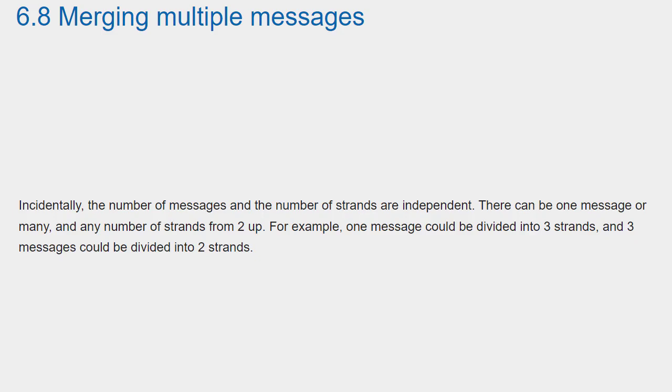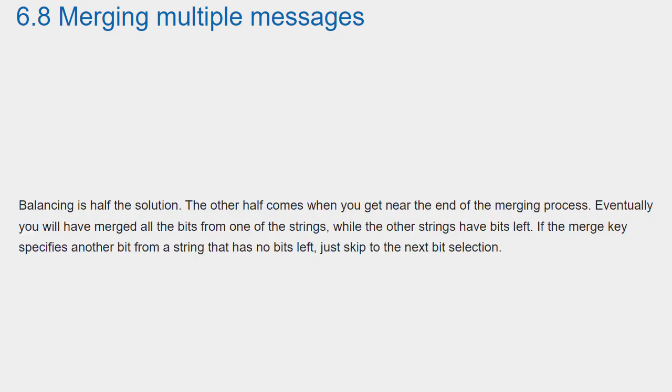Incidentally, the number of messages and the number of strands are independent. There can be one message or many, and any number of strands from 2 up. For example, one message could be divided into 3 strands, and 3 messages could be divided into 2 strands. Balancing is half the solution.